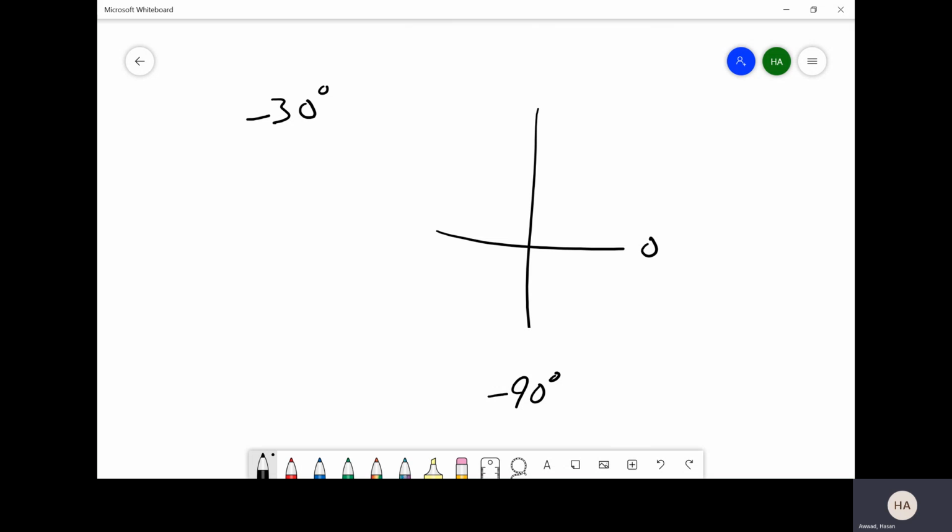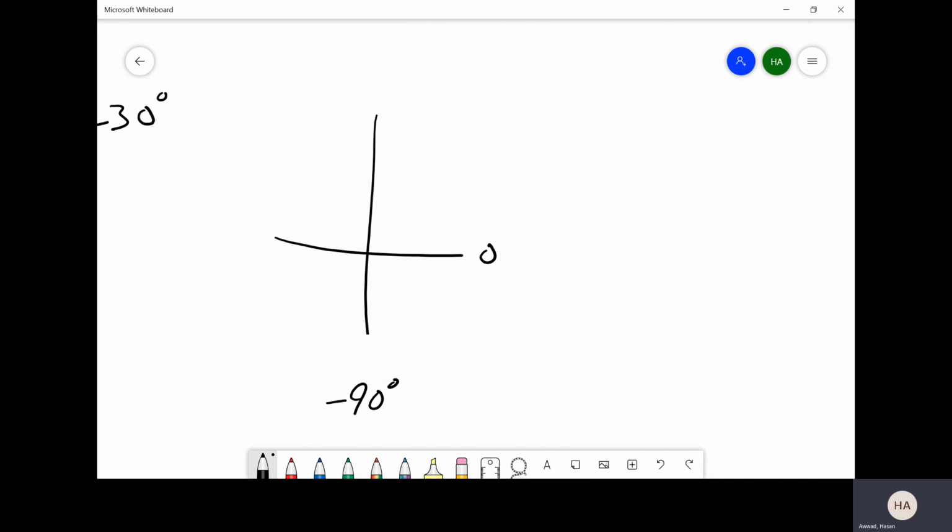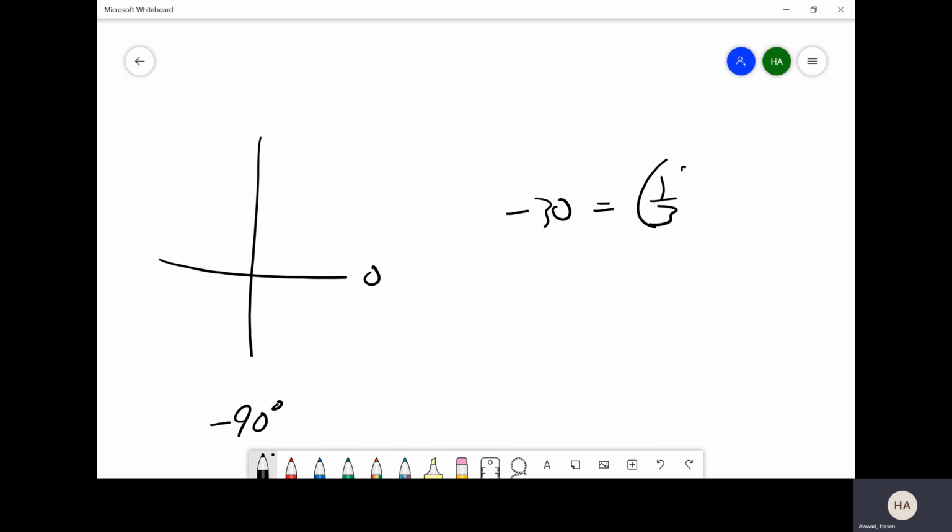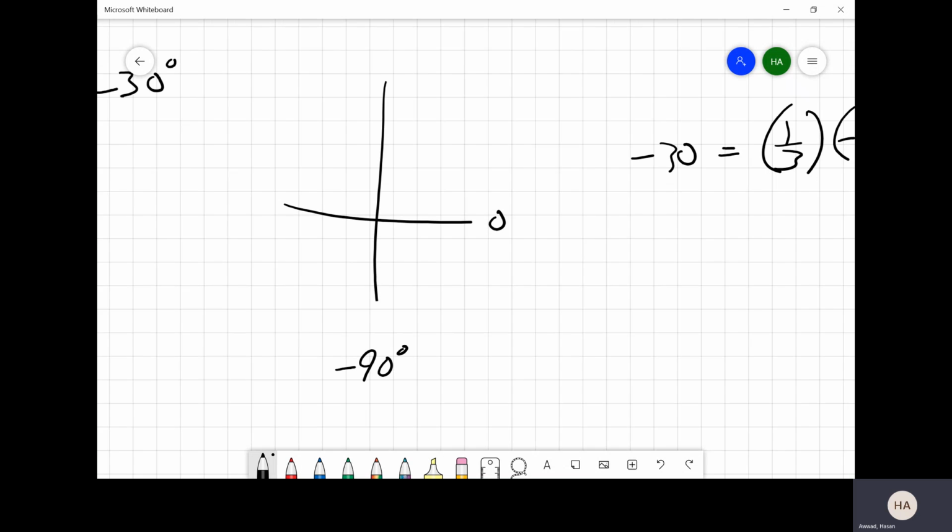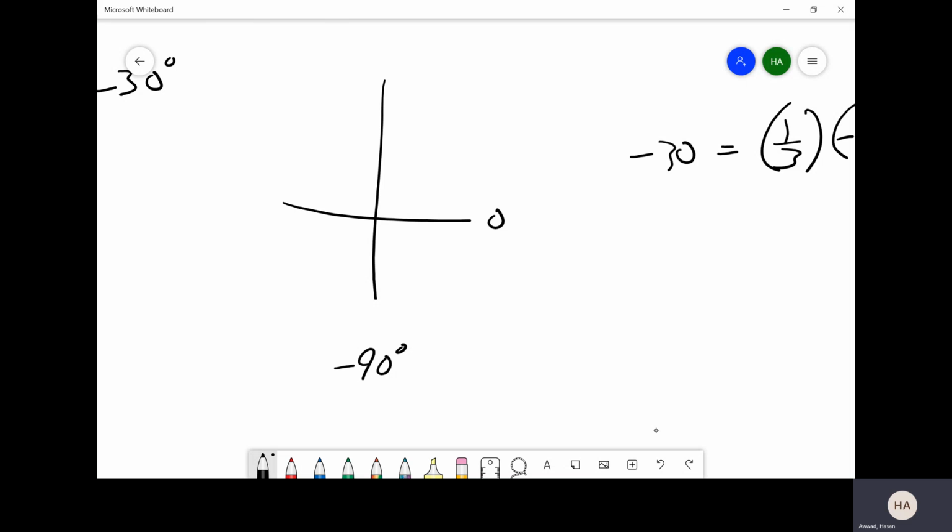It's not going to be straight down the middle because this would be negative 45 degrees. So we know it's going to lean a little bit closer to 0 than it is to negative 90. And if we're talking about proportions, negative 30 is 1/3 of negative 90, right? So we know that it's effectively just 1/3 of the way, which would make it somewhere about here. So this angle right here would be negative 30 degrees.